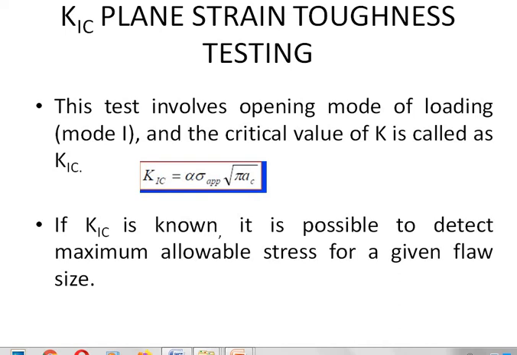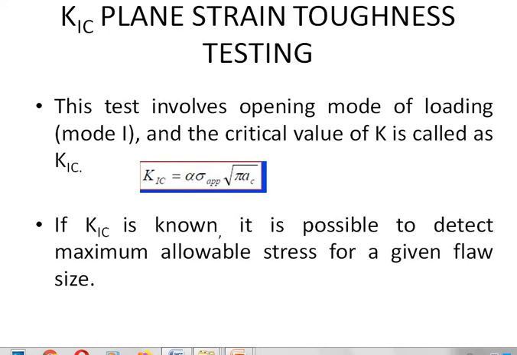Good afternoon, students. The next topic we are going to look at now is plane strain toughness testing, and you're going to find out KIC, that is fracture toughness, using this method. So this fracture toughness and the term K you have come across in many topics. It is given by sigma into square root of pi a.